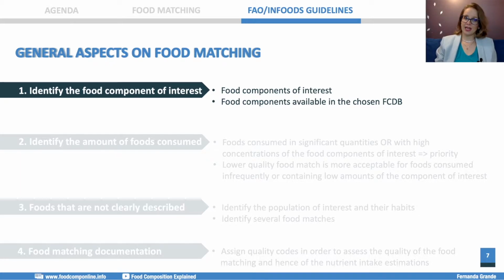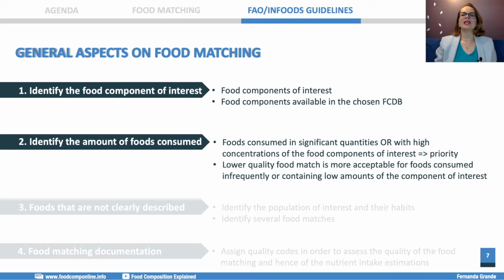The identification of the components of interest is also important for selecting the food composition database, since it's necessary to consider the components available in the chosen food composition table. And if a component is missing, the values will need to be imputed from another food composition table. So all these criteria need to be set before starting the food matching.